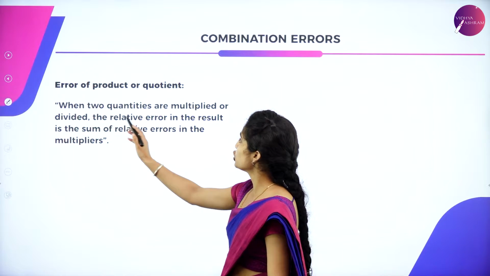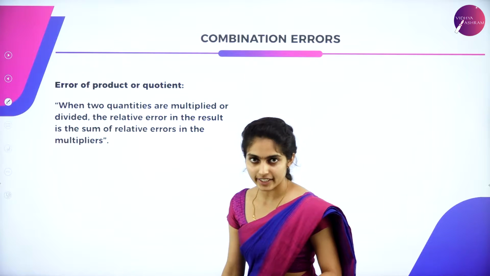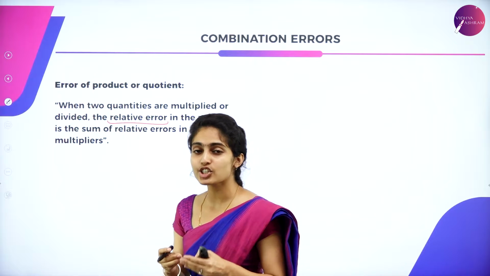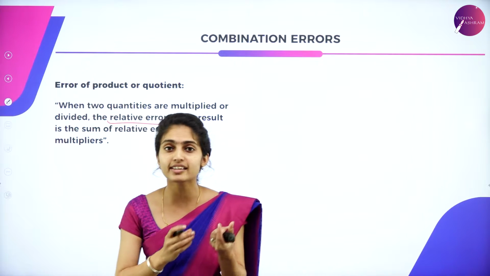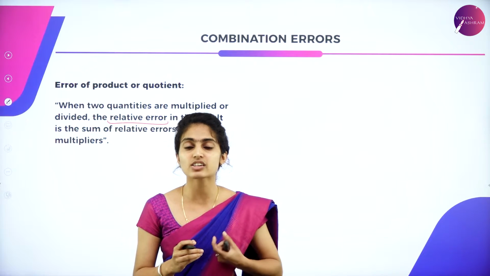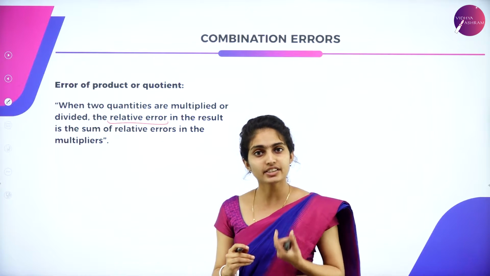So, when two quantities are multiplied or divided, the final error that we get is called the relative error.